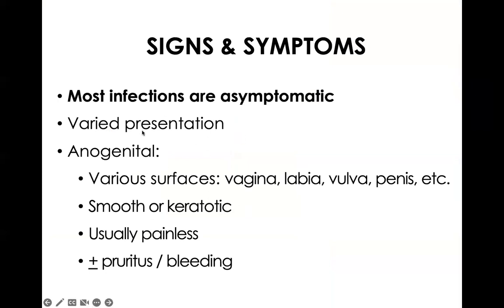So even in the mucosal compartments, the presentations are very varied, and this is mainly because the body is the one that will determine the progression of these infections, because most of these infections are controlled by the immune system spontaneously. So you can have anogenital warts that are presented in the genital regions, in the vagina, labia, vulva, penis. You can also have the ones that are presented in the rest of the skin. They could be smooth, they could be keratotic, and these are generally painless, but they could lead to complications depending on the location of the warts, especially if they are exposed to friction.